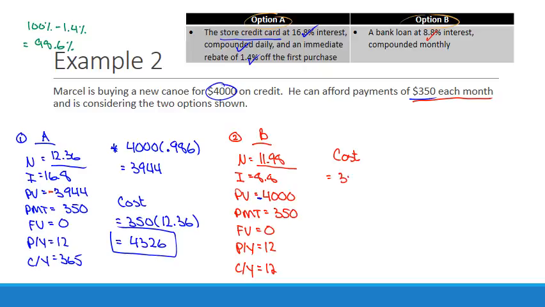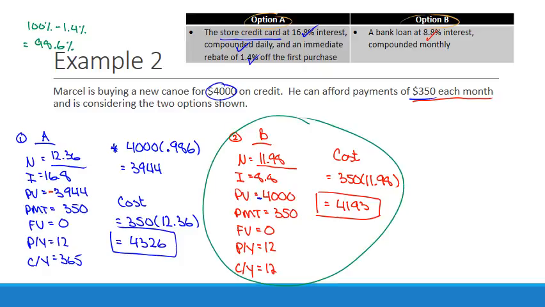The payment value, 350 times the end value, 11.98. Okay, and then I get $4,193. Okay, and if I check it out, once again, this happens to be the cheaper option. Now, it's not saying that credit cards are always terrible, but they are always terrible when you are holding your debt for a long time. You don't want to carry debt on a credit card. You want to look to get into a loan or a line of credit that has a lower interest rate.